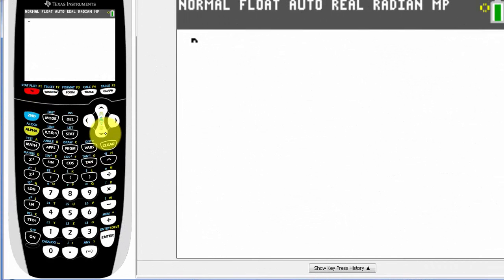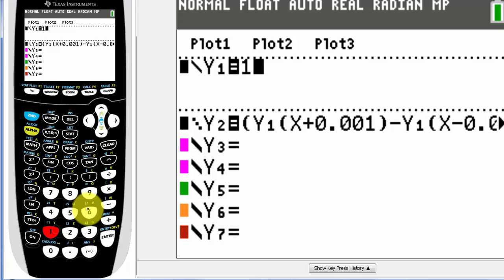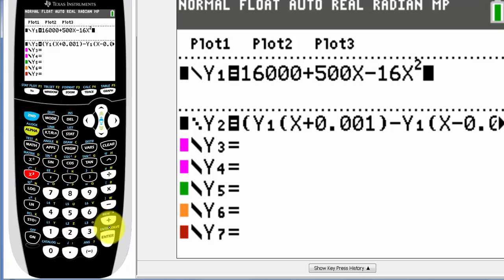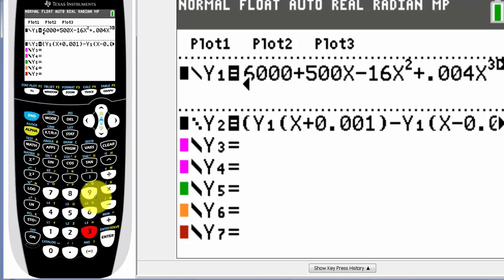All right, let's go to y1 right here. Let's clear this, and let's plug in the function. So it's 16,000 plus 500x minus 1.6x squared, and then we have plus 0.004 x cubed, x power 3. Here we go. Here's y1.